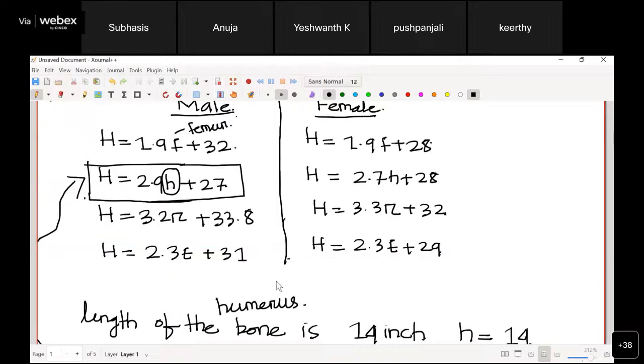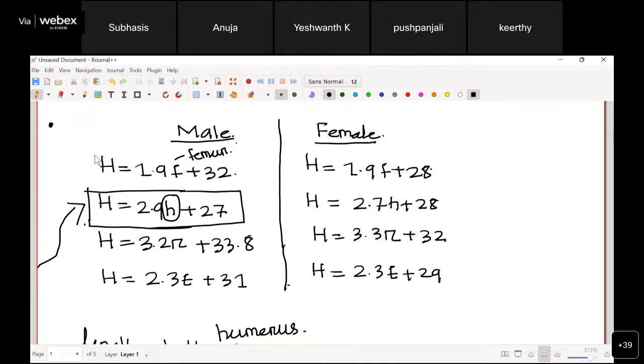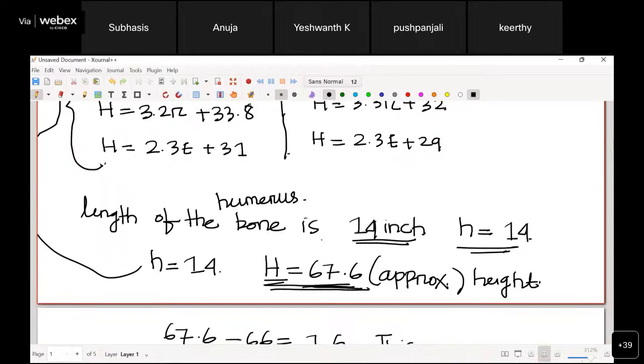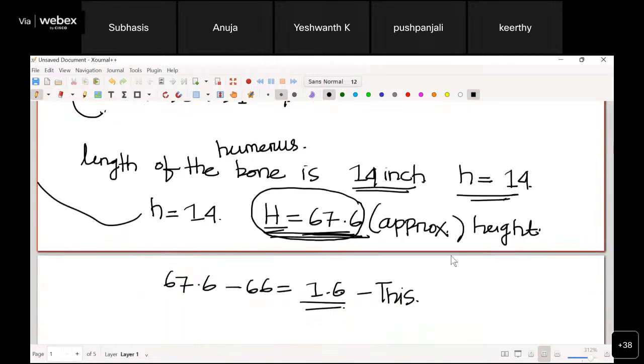See, these are the approximate functions that give you the approximate value of the height. It is given that the length of the bone is 14 inches. Once I substitute h equal to 14, I get the approximate value to be 67.6. But in the question, it is given that the actual height is 66.